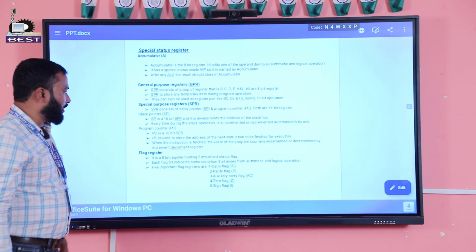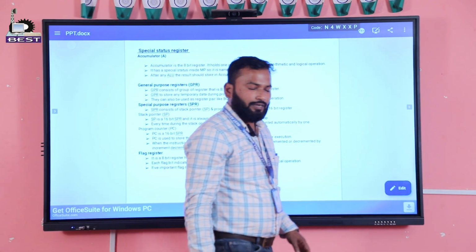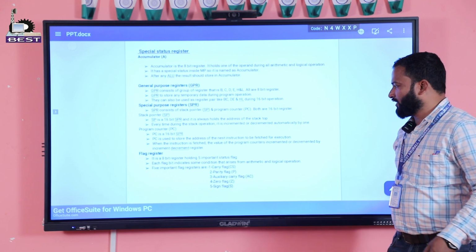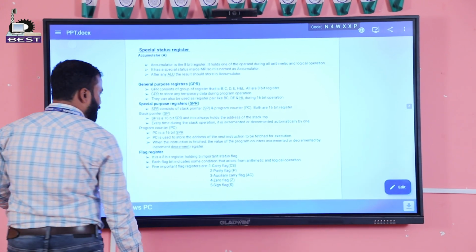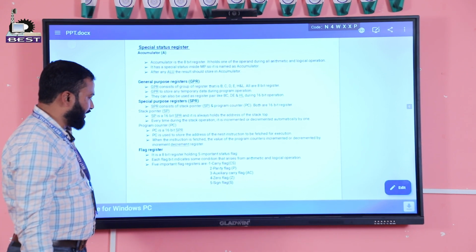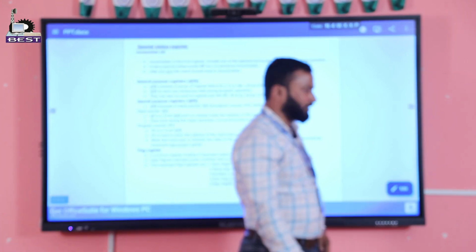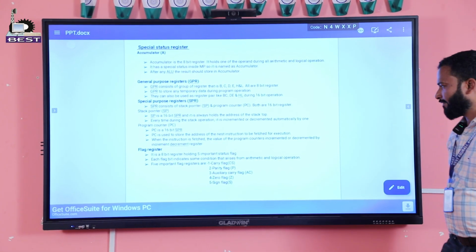Then the last one is your flag register. Flag register is an 8-bit register. It consists of 5 important status flags. Each flag bit indicates some condition that arises from arithmetic and logical operations.